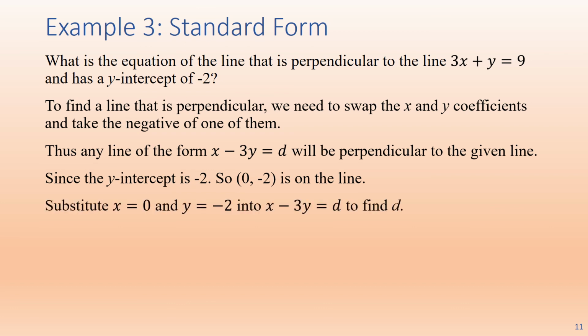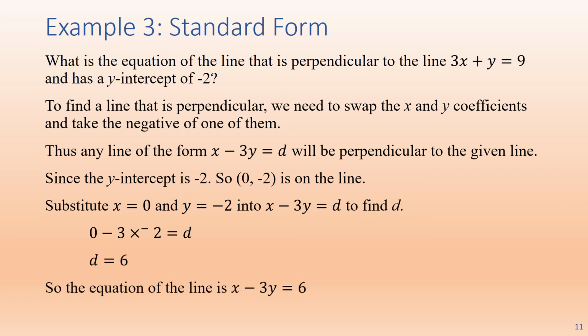So we can substitute x equals 0 and y equals -2 into that equation to find d. Putting those values in, x is 0, y is -2, and so we'll get d is equal to 6, making our equation x minus 3y equals 6.